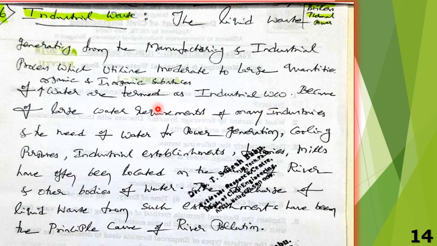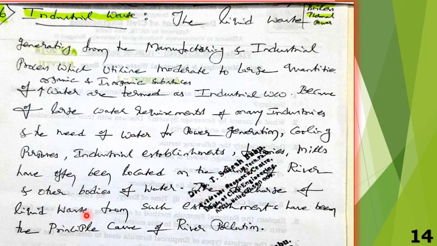Remember, it contains organic and inorganic substances. The treatment is totally different compared to a sewage treatment plant. Because of large water requirements, many industries are located on the bank of rivers. Try to understand, industries require a huge amount of water. That is why they are usually established on the bank of rivers. Otherwise, the industry cannot run.